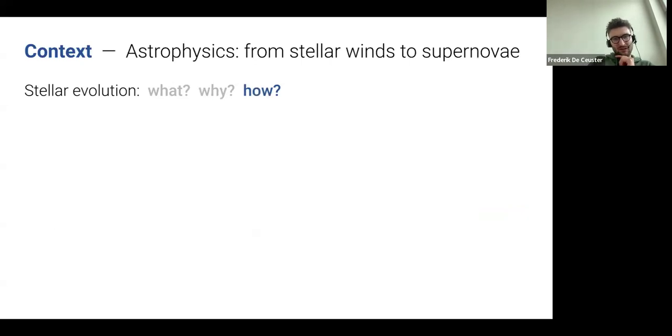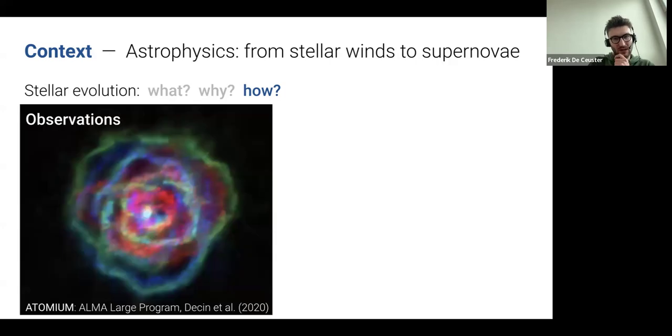So how do we then do this? Because we have a clear goal. We want to understand these stellar winds and these supernovae, but how can we do that? On the one hand, we have observations of these objects. What you see here is an example of such a stellar wind.